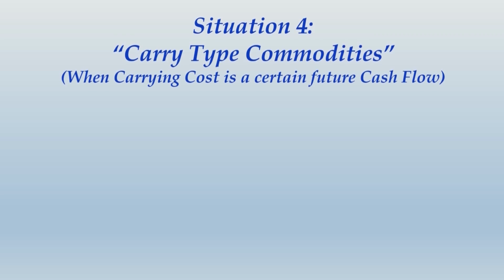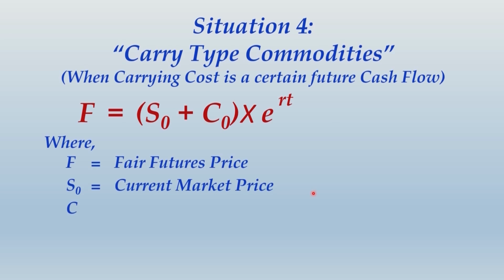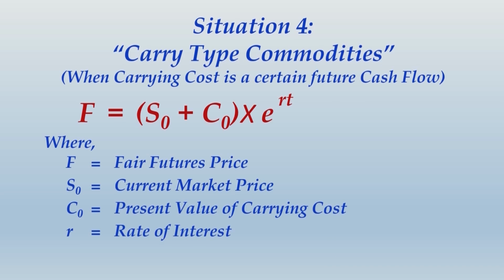So in situation 4, we are talking about carry type commodities. Pay attention to this line: when carrying cost is given as a certain future cash flow. In that case, what you are going to do, I have just explained to you: F equals S0 plus C0 into e raised to RT. You would define all these variables as I have already explained to you. S0 is the current market price and C0 is the present value of carrying cost. R is the rate of interest and T is the time remaining for maturity. So friends, you don't have to write this, it is given in your textbook already. Let us move ahead and understand the application of this concept.